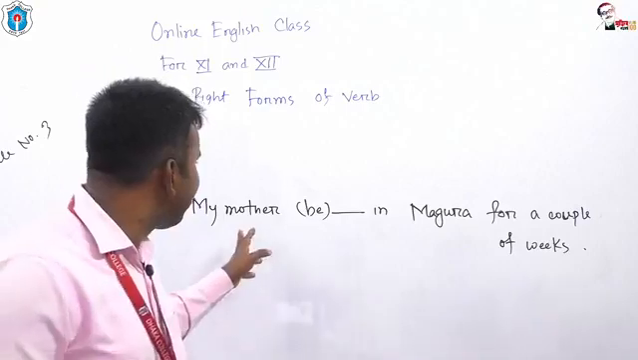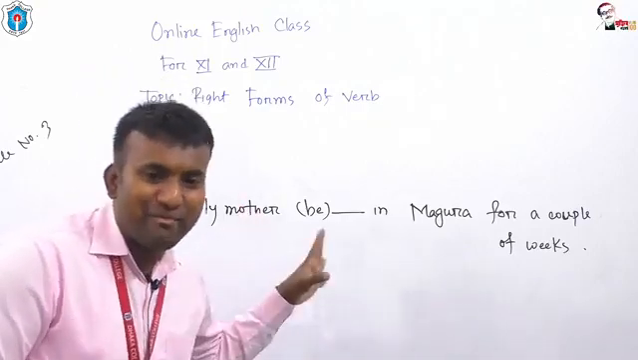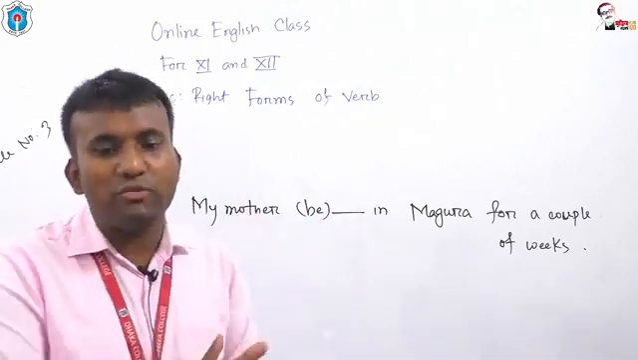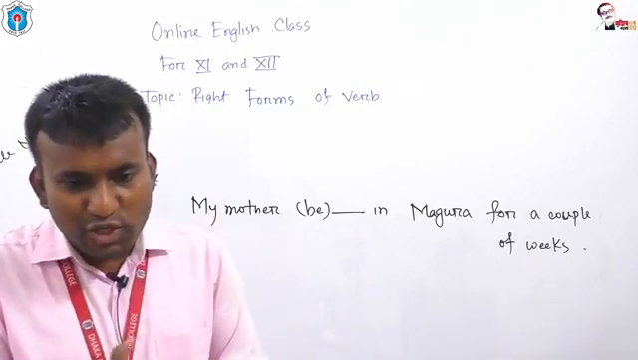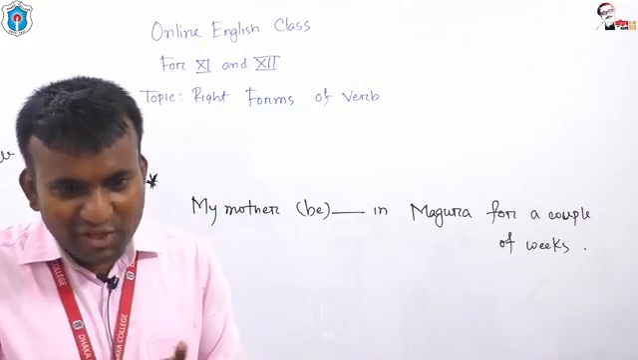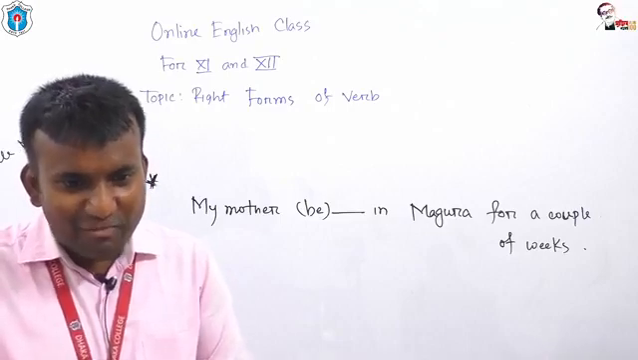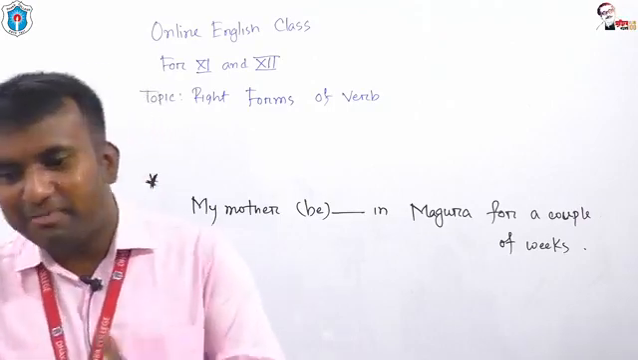It should be has. Definitely my mother will take has. My mother is third person singular. That's why you have to take has. But what should be the answer? What should be the answer? Someone is taking has been, someone is taking has been being.